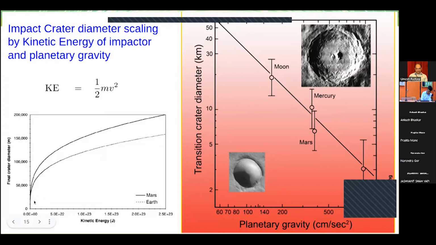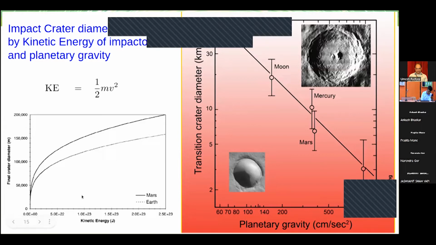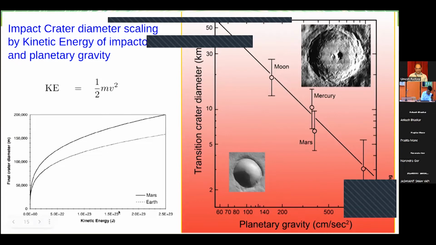For Mars, you can see the diameters are very large, because gravity is also low on Mars. That plays a role: the diameter of the crater goes inversely with gravity. And for our Earth, you can see how it is changing. The higher the kinetic energy, the larger the crater, but that doesn't go linearly. It slowly saturates for higher kinetic energy. Based on that, we can have an idea of how important energy is for determining the size of the crater.